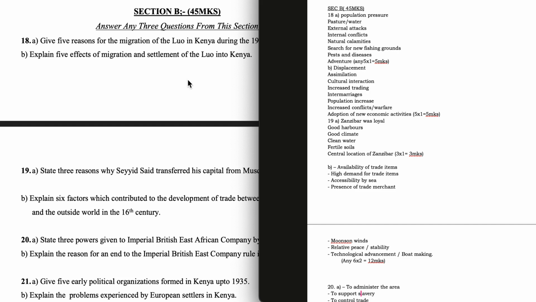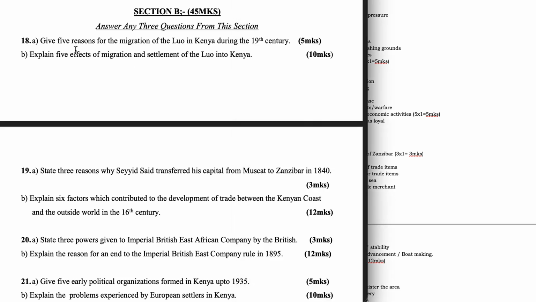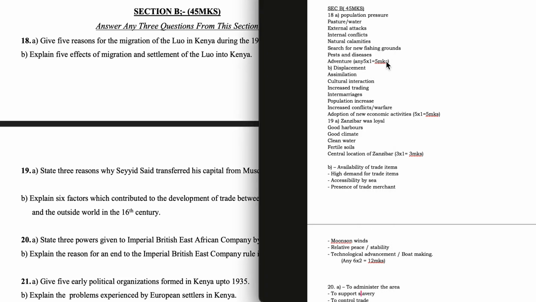Remember, we've given. You've already given. You have to explain. 18B. Explain 5 effects of migration and settlement for the Luo into Kenya. 10 marks. Remember, now you have to explain. It's not like 18A. Displacement, assimilation, cultural interaction, increased trading, intermarriages, population increase, increased conflicts or increased warfare, adoption of new economic activities.